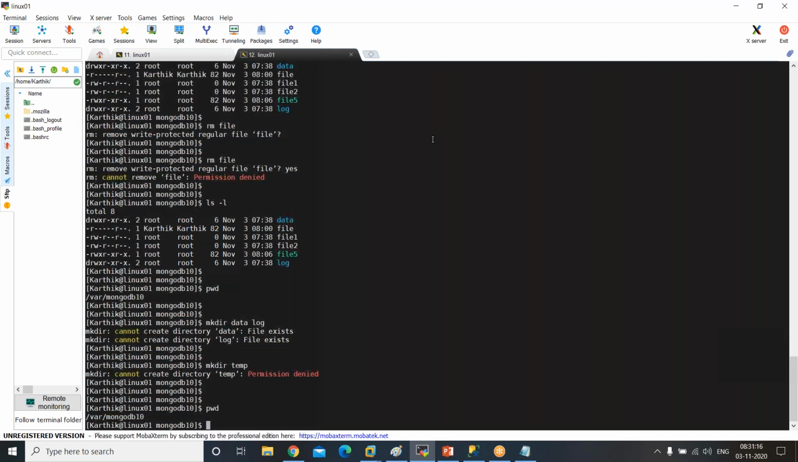Where he actually is, is in Mongo. This Mongo 10 directory is not owned by Karthik. If he does not own it, he cannot create anything in it. He cannot delete anything in it. He cannot do any file level activities like creating a file or deleting a file. He cannot do it in the underlying infrastructure.